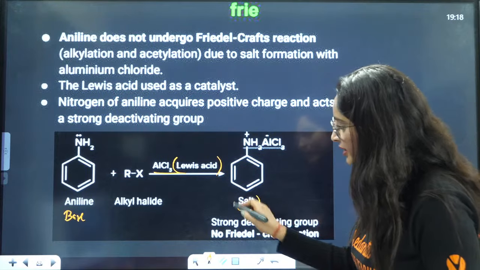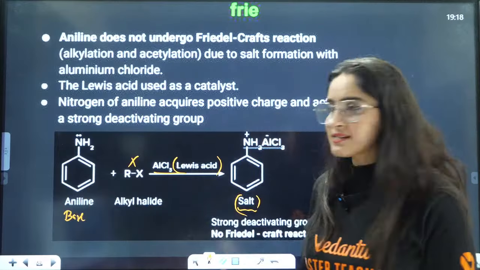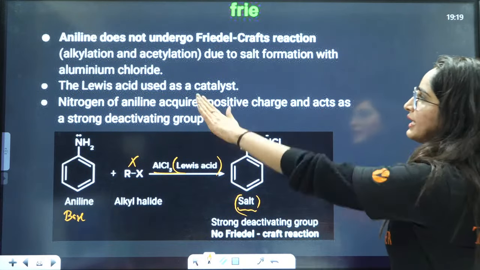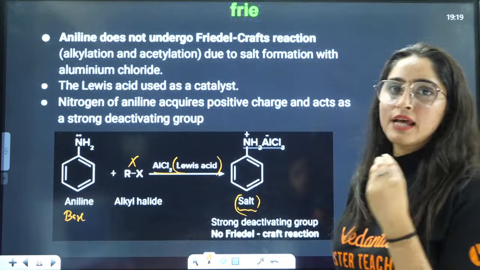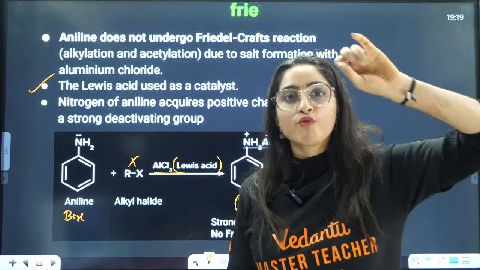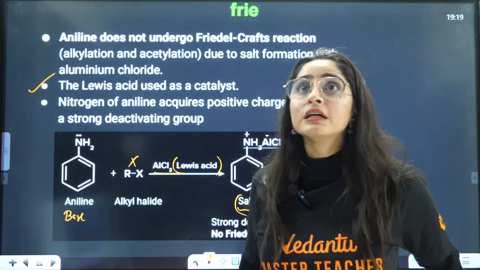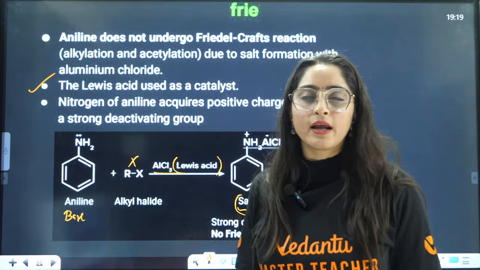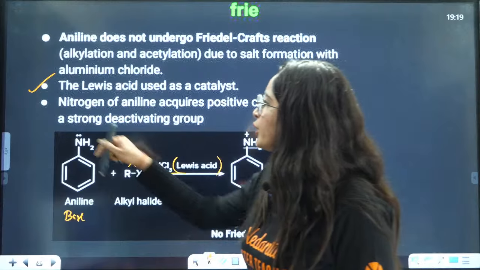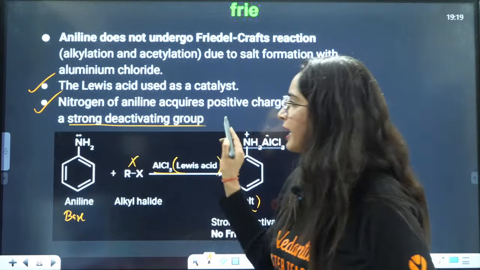You will get this salt here because the alkyl halide will have no role here. Why? Because this is a base, this is an acid. They will react with each other to form the salt here, right? So, aniline does not undergo Friedel-Crafts reaction, whether it's alkylation or acylation. To add the acyl group on this hydrogen, what we did, we added acyl chloride or anhydride in presence of acetic acid, right? Now, the nitrogen of aniline acquires positive charge and it acts as a strong deactivating group.